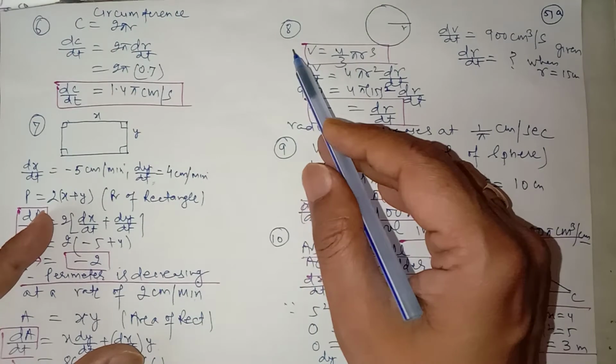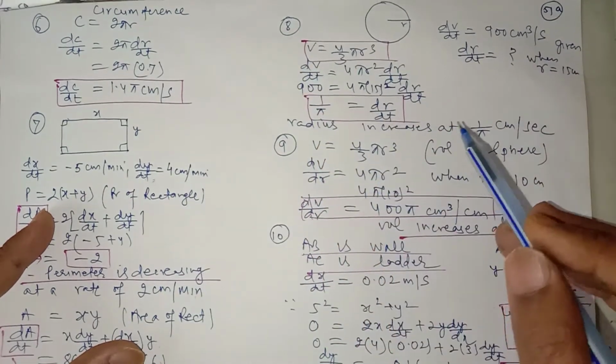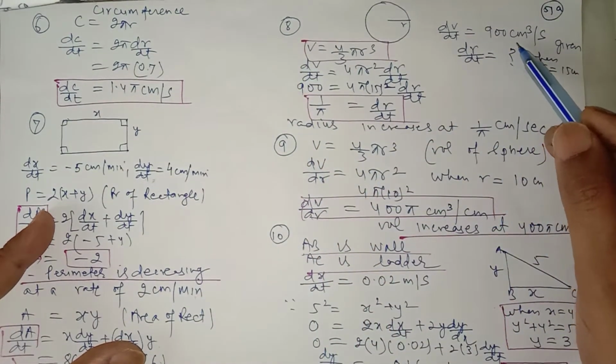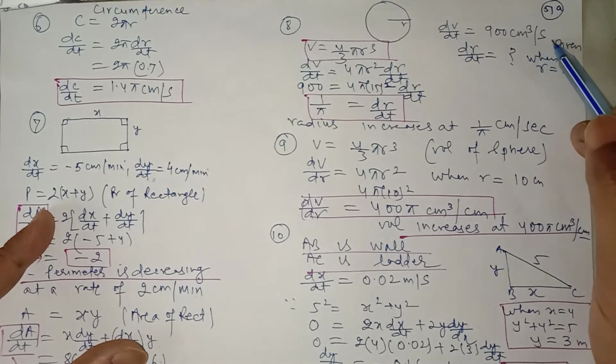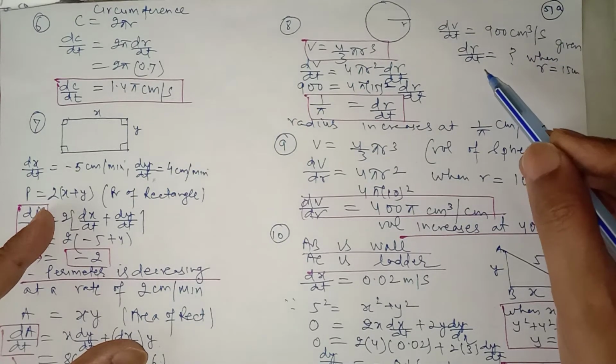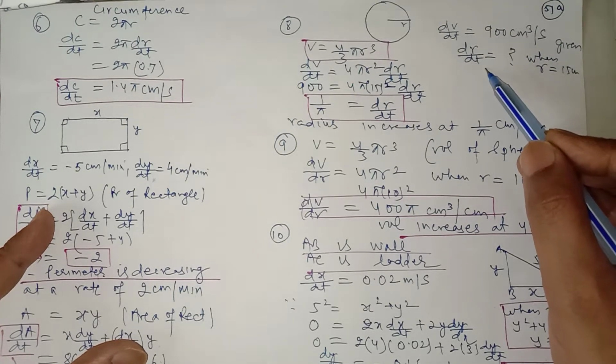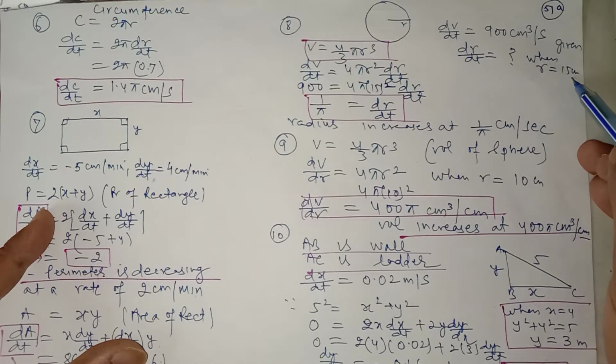In question number 8, it is given that the volume of the sphere is increasing at a rate of 900 centimeter cube per second, and you have to find the rate of change of the radius of the sphere when the radius is 15 centimeter. At that particular point when the radius is 15, you have to find the rate of change of its radius.